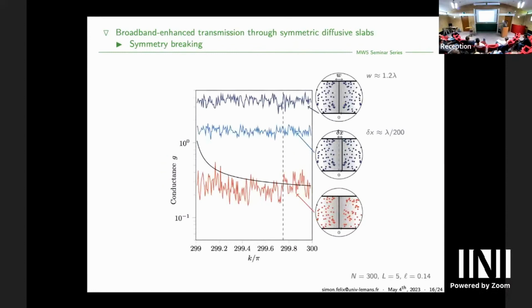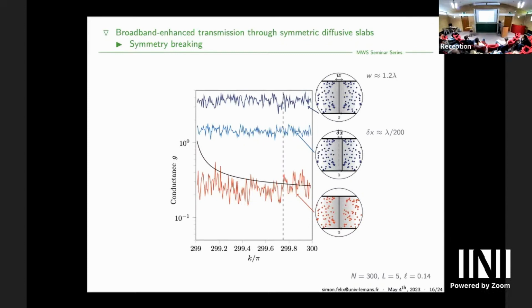Another way to break the symmetry is to move the barrier. So I keep the symmetric distribution of scatterers, but I move the barrier. To do this, what we have done is create a small gap, which is of the order of the wavelength, so it has no real effect on the symmetry enhancement. We can see here the barrier alone, the barrier with non-symmetric disorder, and the barrier with symmetric disorder. So it looks a lot like the first result I showed.